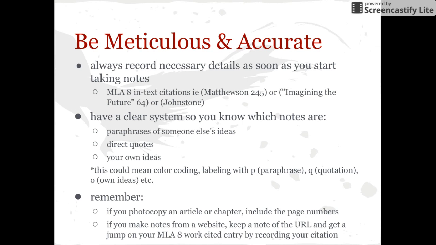It's also important to have a clear system so you know which notes are paraphrases of someone else's ideas, which you would still need to cite within your text, which are direct quotes, which will perhaps be fewer than the paraphrases, and which ones are your own ideas. What are you synthesizing and building? I talk to you a lot about where your voice is in this larger dialogue of research, so you have to be able to distinguish what is theirs and what is yours, and how you are beginning to synthesize based on what your research is speaking to you. This clear system could mean color coding or labeling with paraphrase, quotation, own ideas, etc. But just find a system.